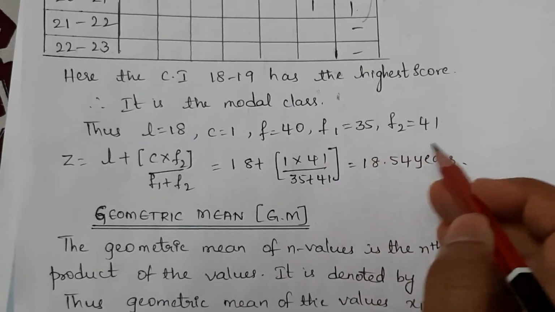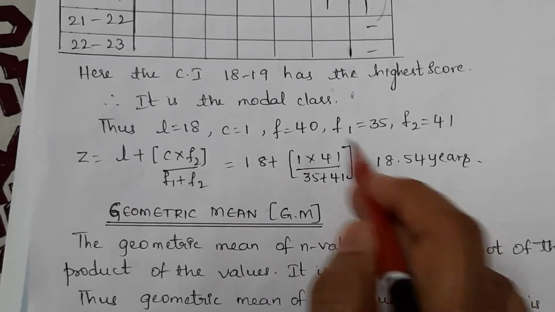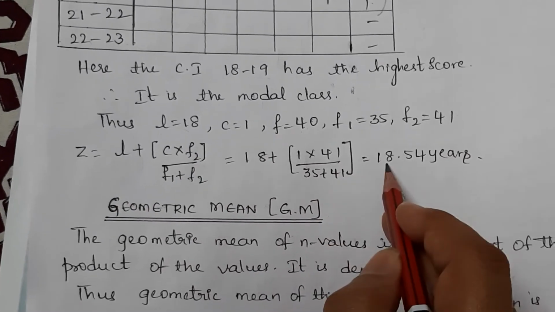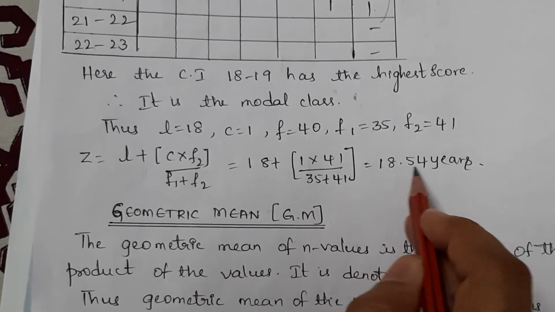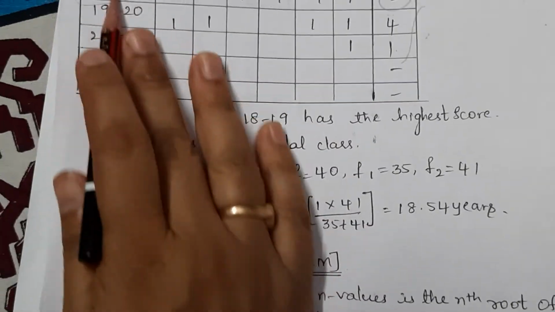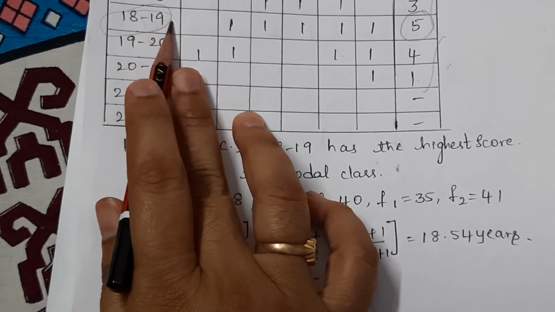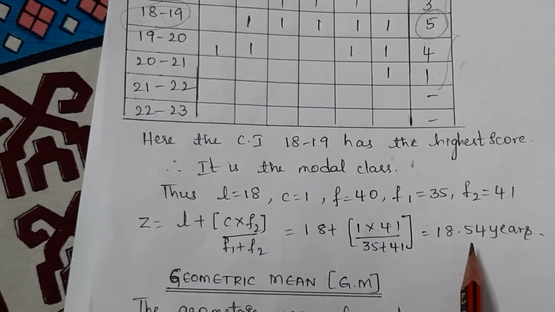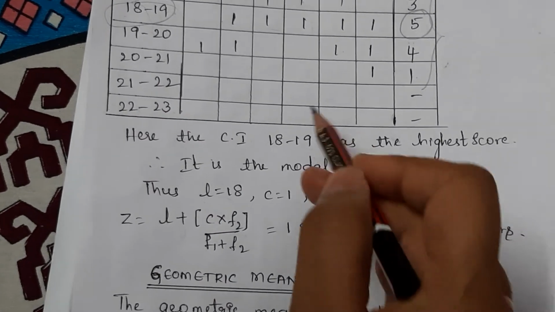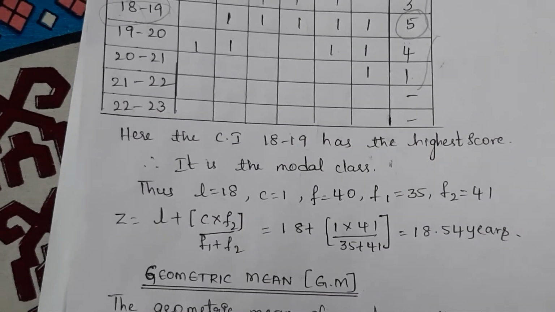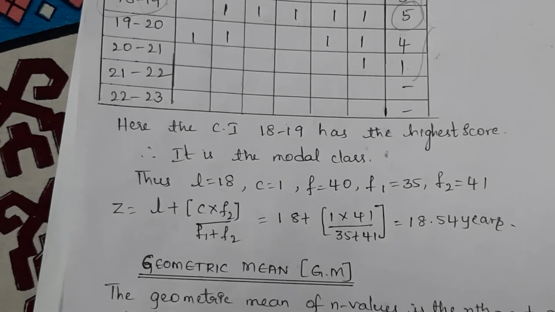So we substitute all the values in the formula. We will get the result as 18.54, which lies in the modal class 18 to 19. This is how we should calculate the value of mode in case of continuous series. With this, we have completed problems on mode.